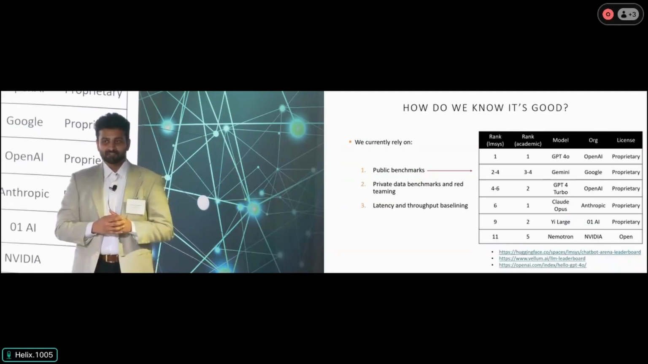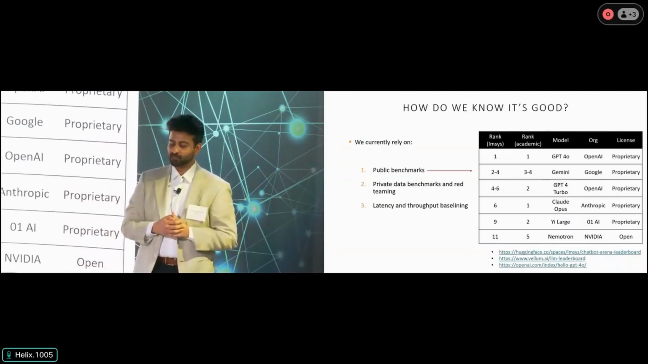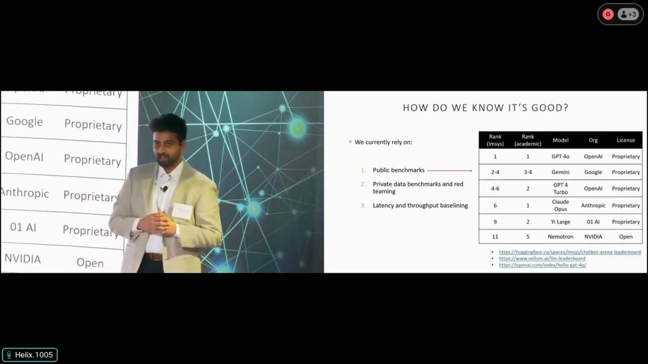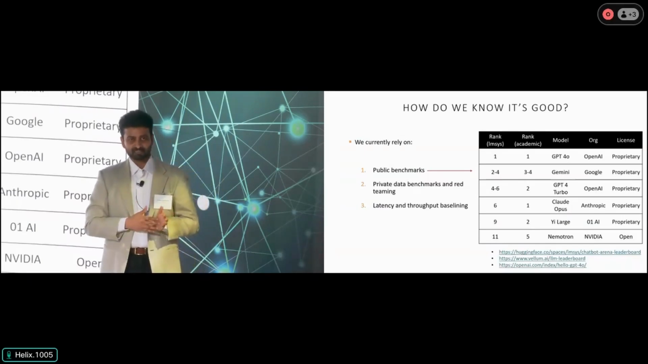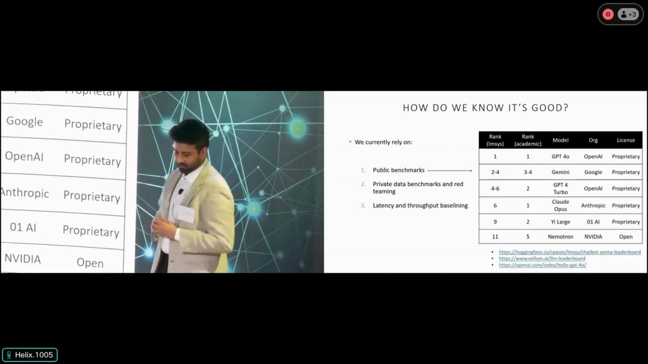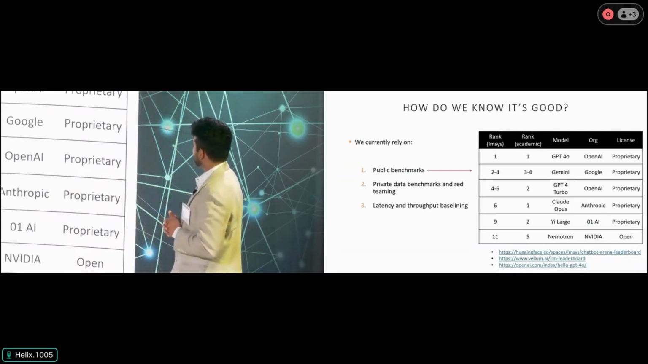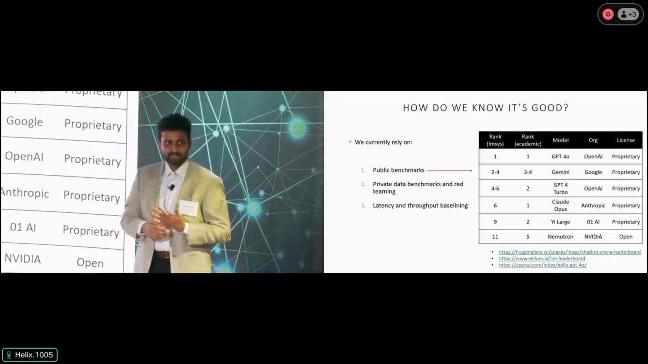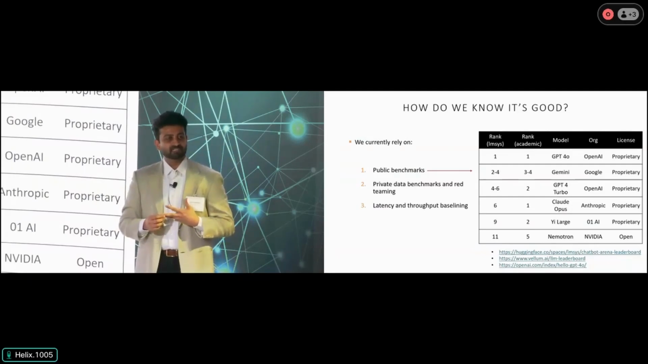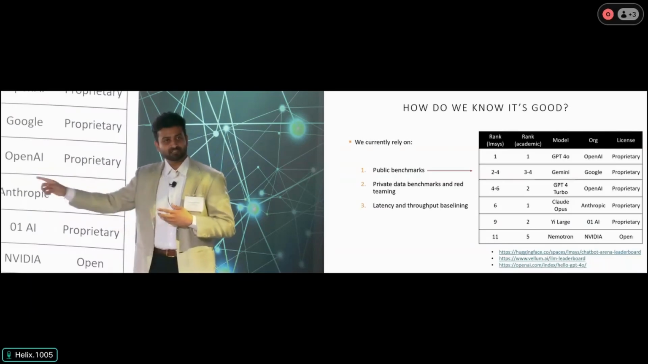So first of all, how do we know that some of these models are good, right? One of the things that we currently rely on heavily is public benchmarks. Public benchmarks are usually released by proprietary model providers as well as confirmed by the open source community in academia. And you'll see on the right here a table of the top ranked models. You've probably already used or heard of some of these models. So GPT-4o from OpenAI, you have Gemini from Google, the other GPT flavors from OpenAI as well. I wanted to include also an open source model at the end, which is Nemotron that you see on the bottom.